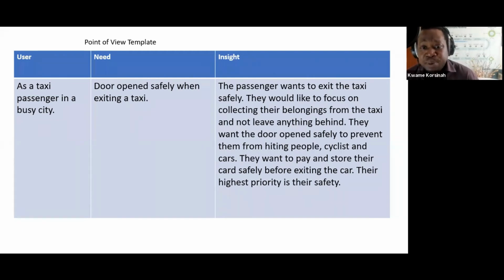They want the doors open safely when exiting a taxi. What are the insights we've drawn from this particular experience? The passenger wants to exit the taxi safely is one. They want to focus on collecting their belongings from the taxi and not leave anything behind. They want the door open safely to prevent them from hitting people, cyclists, and cars. They want to pay and store their cards safely before exiting the car, and their highest priority is their safety.